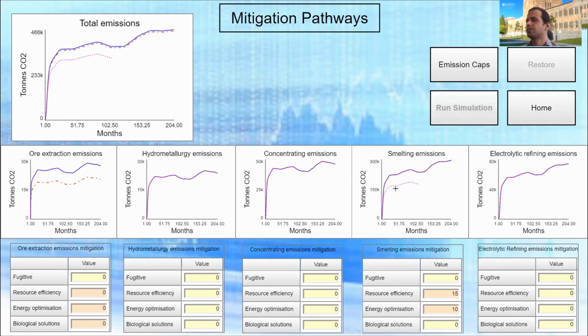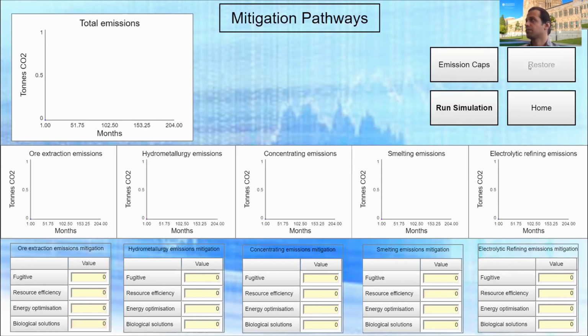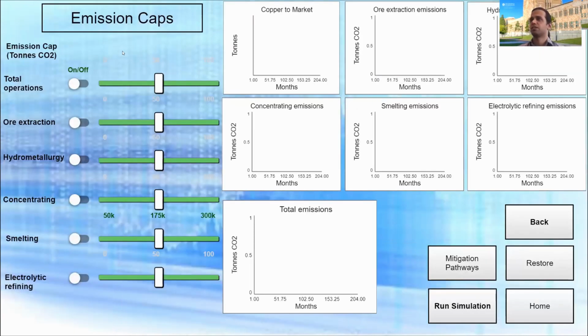And in this case, you can see the effect of smelting emissions on total emissions, for example, is a lot more significant. So then there is another part, which is considering emission caps, for example, whether it was an operational target that we wanted to reduce emissions, or was it from the regulations or legislations.